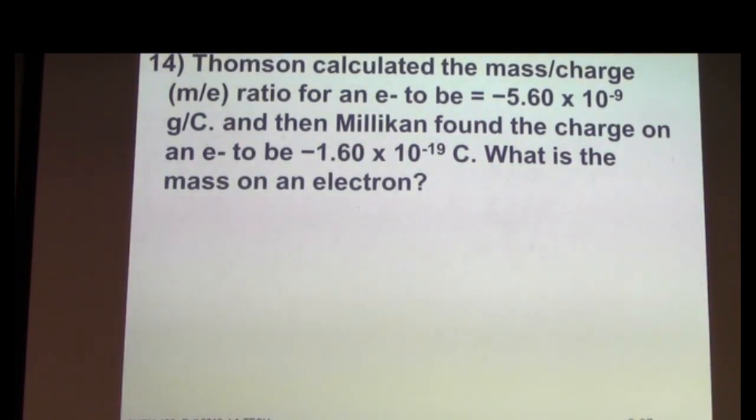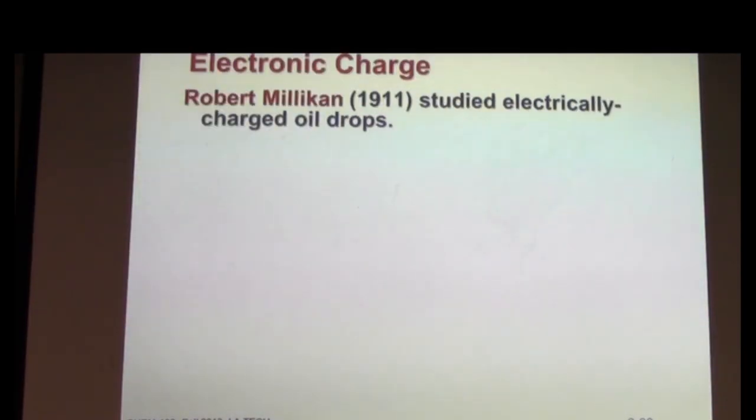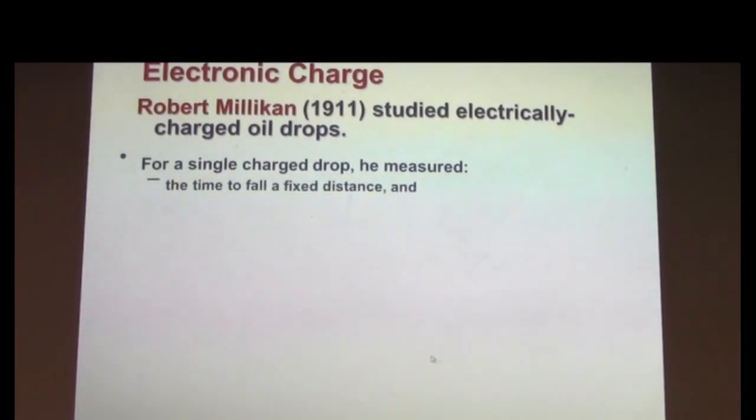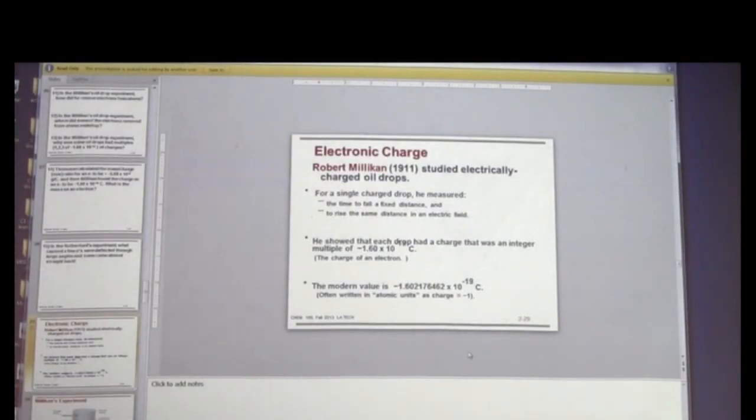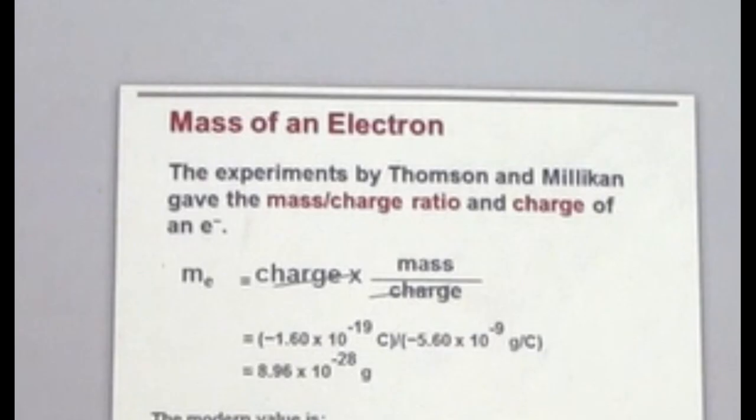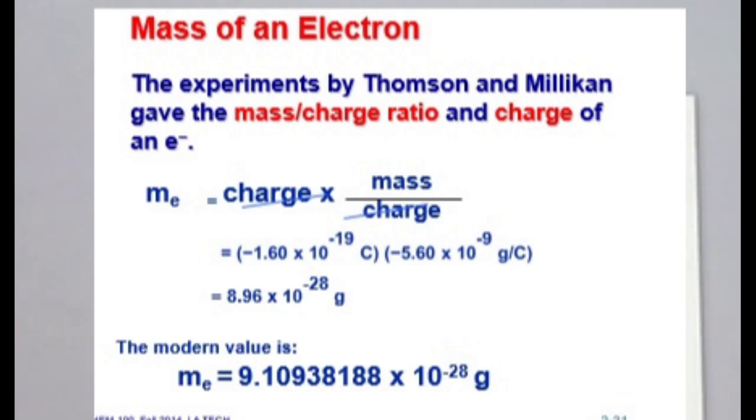Can you do the calculation? I don't have the calculator today. Oh, I do. It's right in front of you. Okay, what is the answer? I don't know what it is. The answer is 9.10 times 10 to the negative something. That's the mass of an electron.